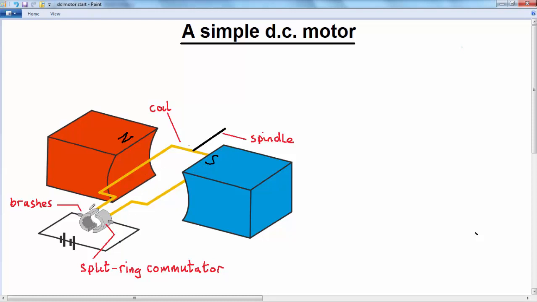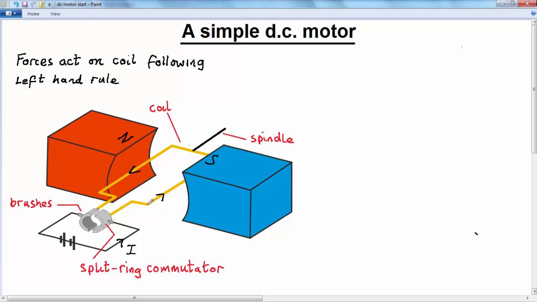And before I discuss further how this commutator works, let's just have a look and see what happens when I close the switch and a current flows through the coil. And you can see that the current will flow from positive to negative. So the current's coming around here, it's going around the coil in this direction and back in this direction, and so forces will now act upon this coil following the left hand rule.